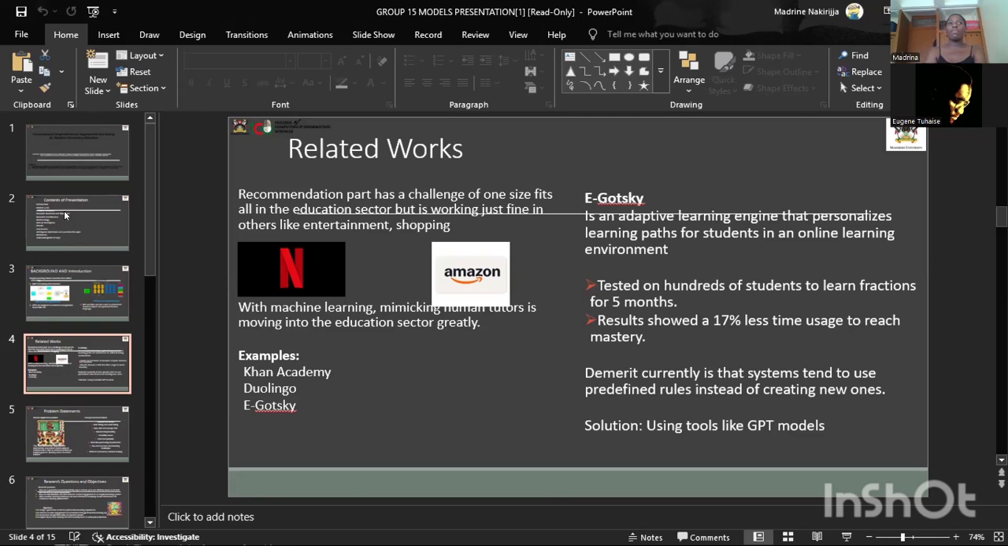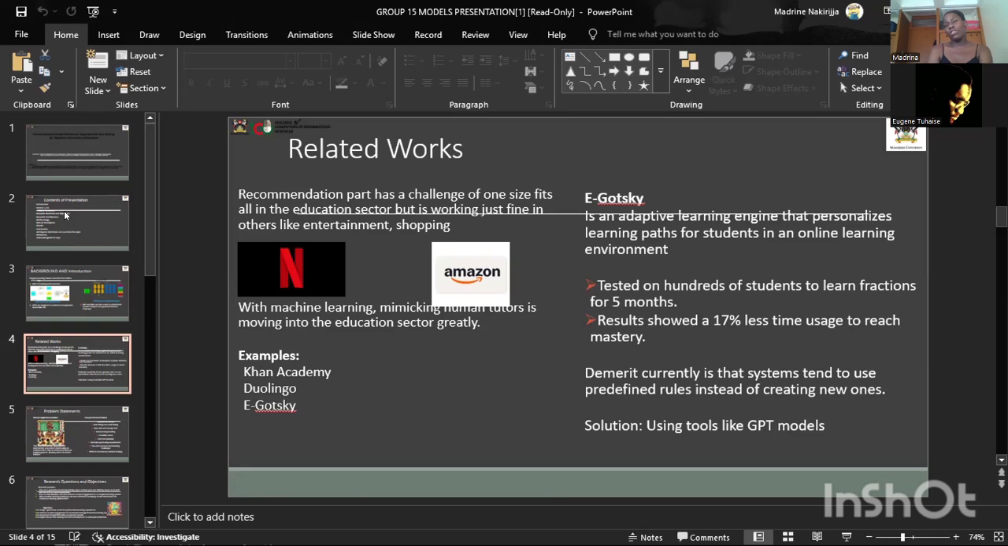But the problem faced by the works nowadays is that most of the systems work on predefined rules. For example, if this person does this and this and this and they fail it, then give them this. Those rules are set, they're standard. The model doesn't get time to think for itself and recommend something.